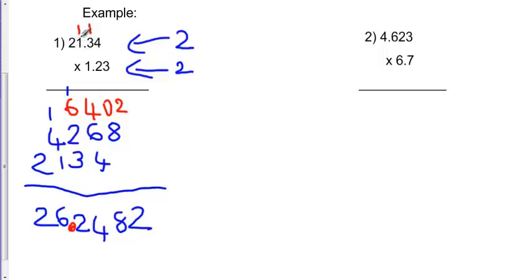Again, let's take a look. This number is around 21. This number is around 1, estimation. 21 times 1, 21. My answer is around 20s, somewhere in the 20s. Alright, let's do the next problem.